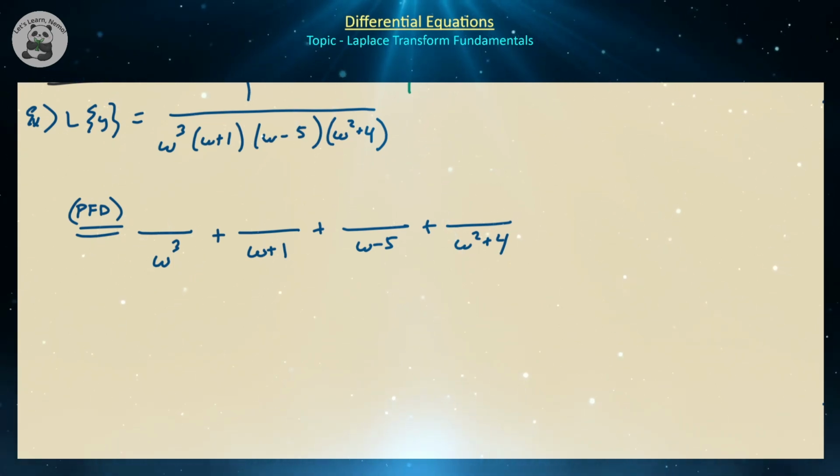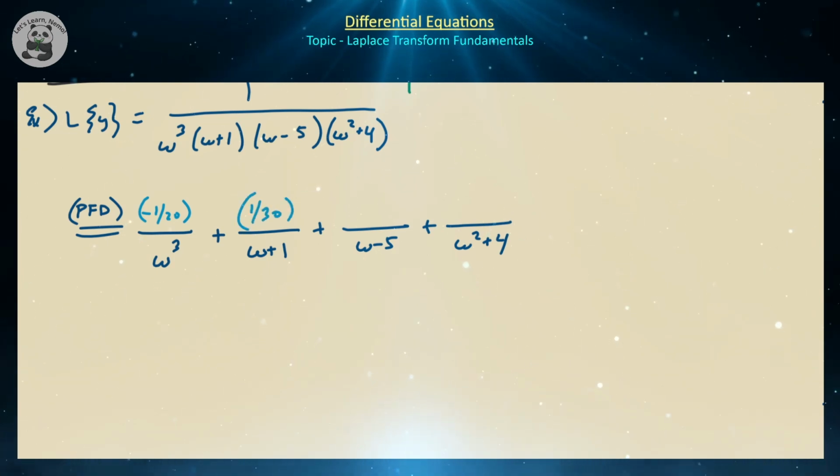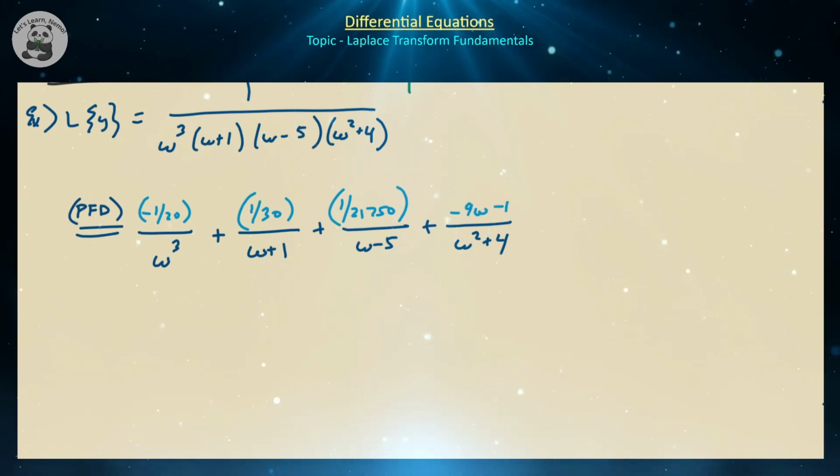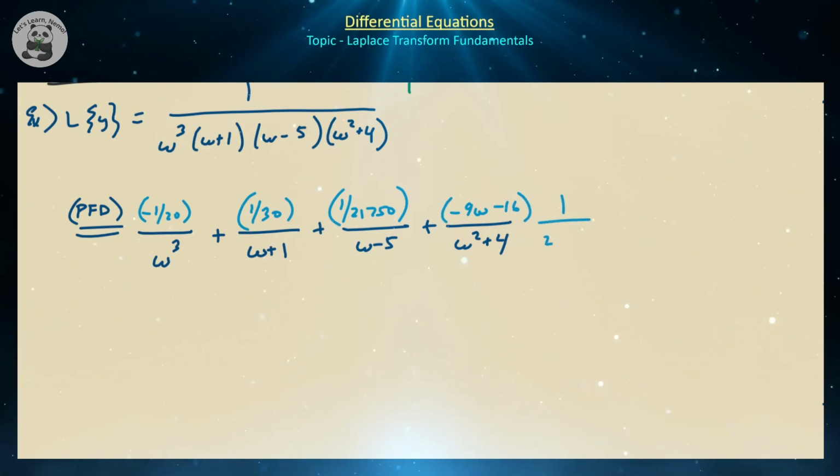And you can get these constants via a number of ways. Usually systems of equations is the most common way, but one can find that the first constant is going to be minus 1 over 20, 1 over 30, 1 over 21,750, and then over here we're going to have minus 9 omega, minus 16, with an additional constant of 2,320 on the bottom.